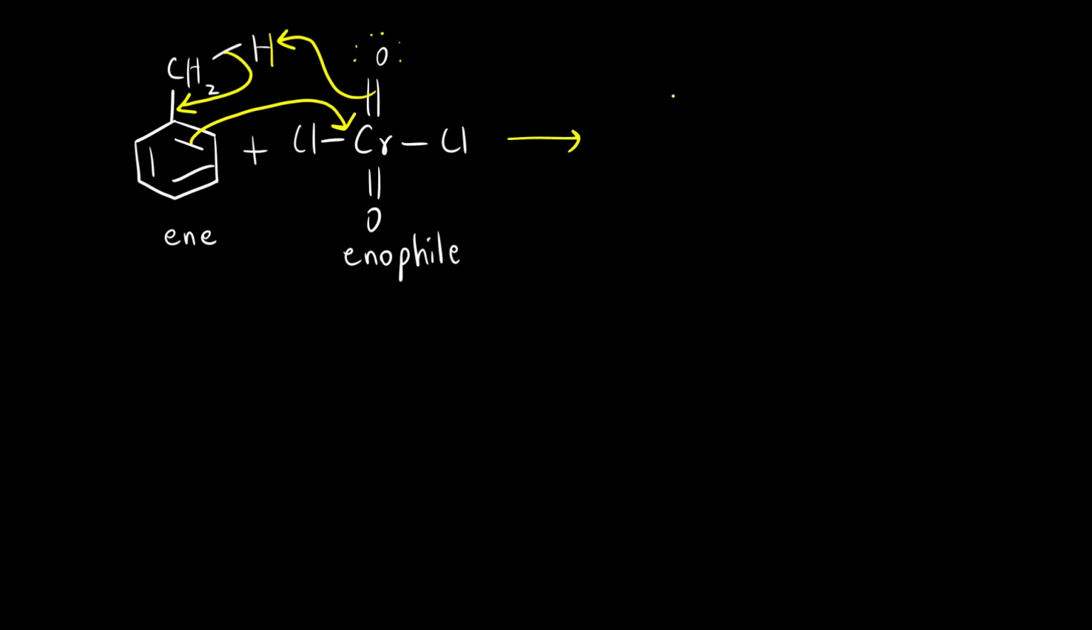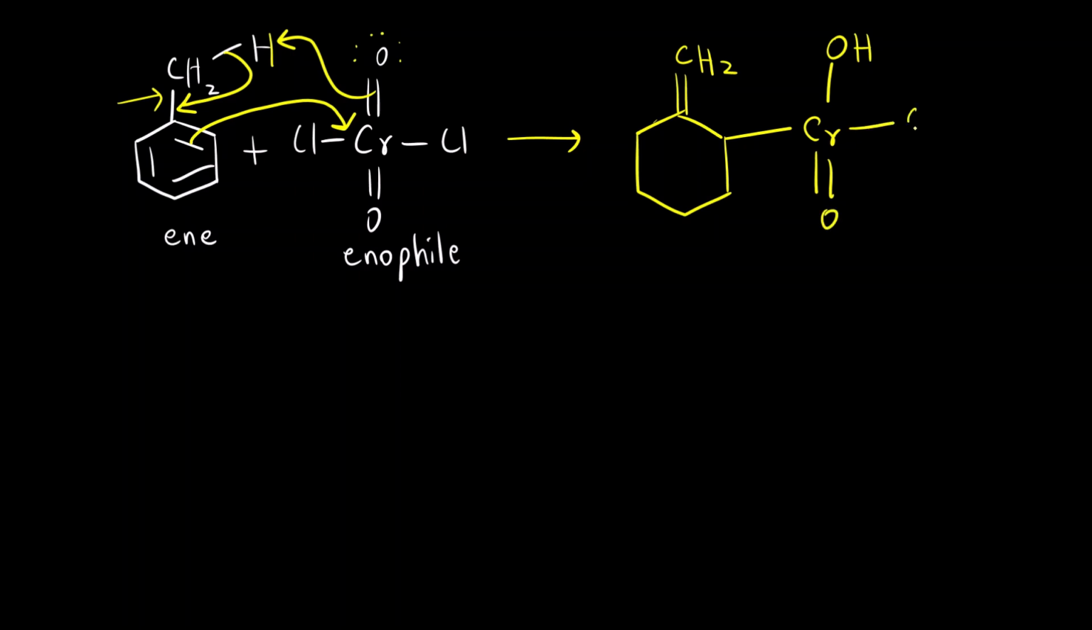So what we get is, here initially it was a carbon-carbon single bond. Now it has become a carbon-carbon double bond, CH2. Here we have got Cr. One chromium-oxygen double bond has become a single bond and OH. Another chromium-oxygen double bond will remain as it is, and then there are two Cl. The remaining two pi bonds of the benzene ring will remain as they are.